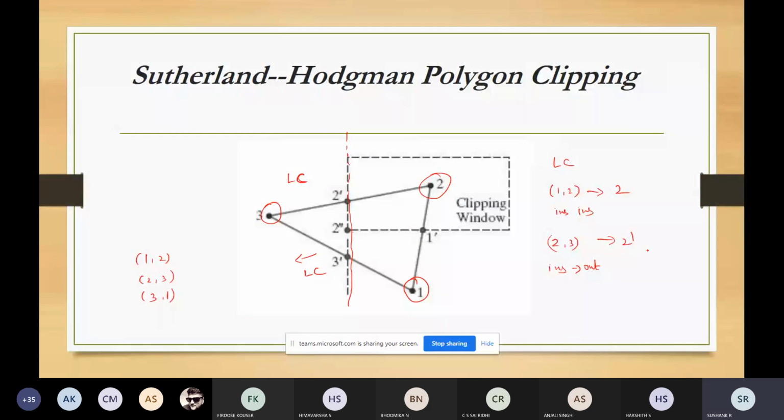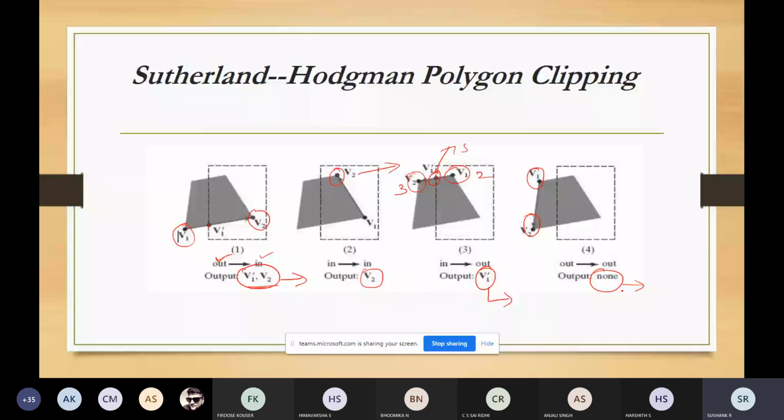Again, one more edge: 3 1. When I talk about 3 1, 3 is on the left side, so it is outside. And 1 is inside the clipping window. When it is out and in, I should consider 2 points. Since this is 3, it means 3 dash, and 1. I should consider the output as 3 dash 1.